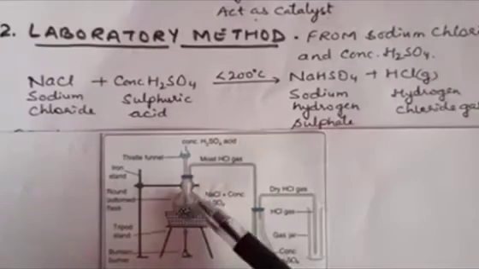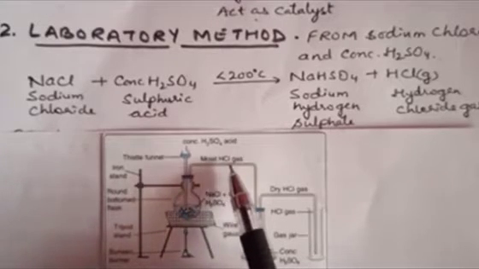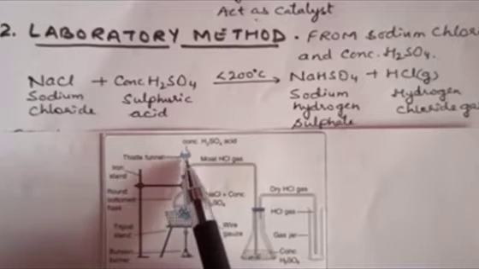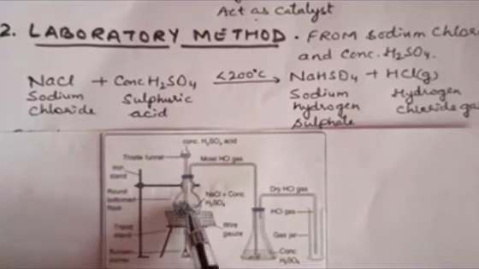And then the reaction takes place. Now the reaction mixture is initially heated very slowly to control the evolution of hydrogen chloride gas, and the lower end of the thistle funnel should dip below the acid in the flask. Otherwise, what happens? The HCl gas which is obtained will escape out through this thistle funnel, right? Then the gas is evolved.